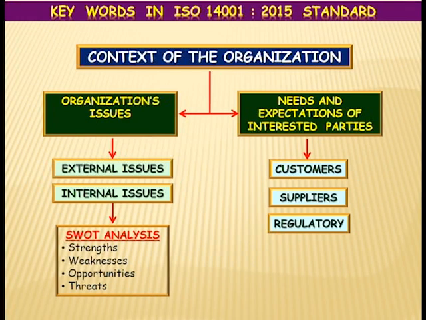Similarly, the internal issues like the company's values, culture, knowledge and performance of the organization, capabilities and constraints are to be understood well for implementing EMS in the organization. We must also do SWOT analysis to know what are our strengths, weaknesses, opportunities for further improvements and also our business threats. Necessary action plans are to be made ready for addressing the negative points identified in the SWOT analysis.